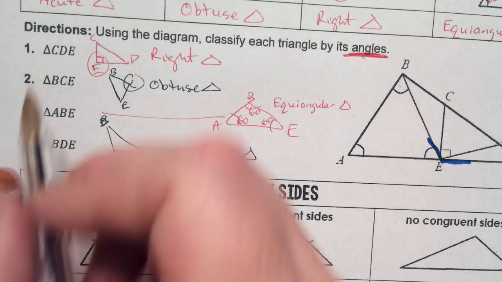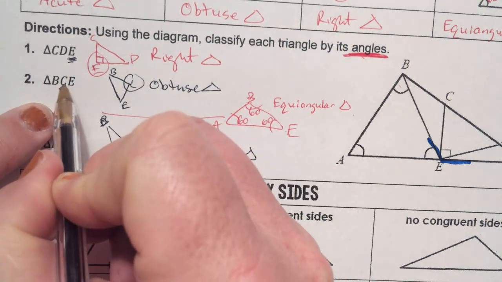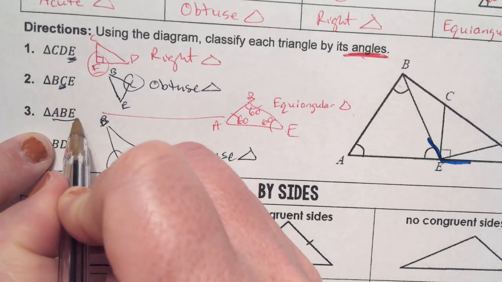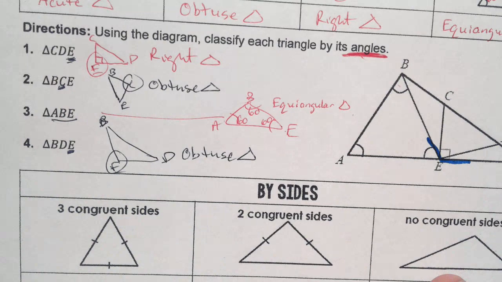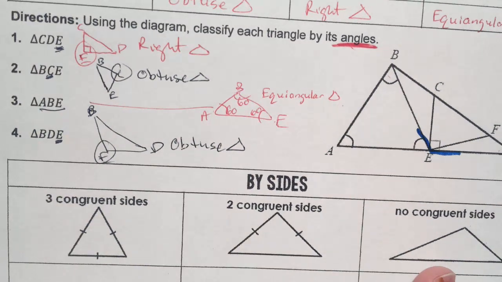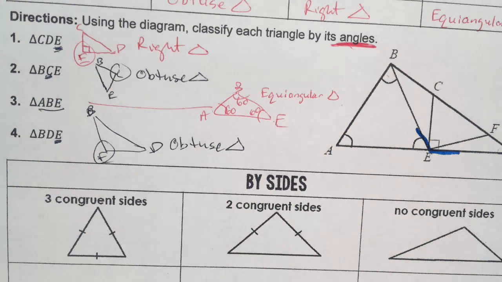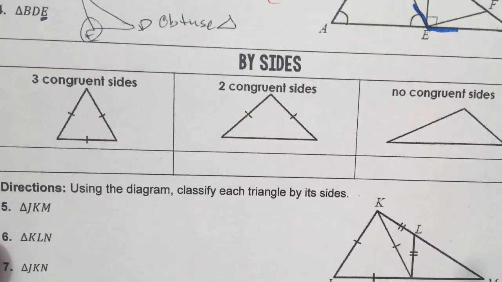So what letters stood out? E stood out on this one, C stood out on this one. Actually, all 3 of them were the same on that one, and E stood out on this one. So I went ahead and underlined those so I knew I made these decisions by these particular letters. That just helped me out. Okay. All right, let's go ahead and classify by the sides.